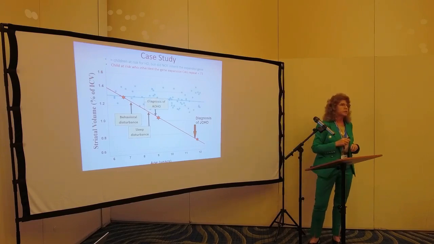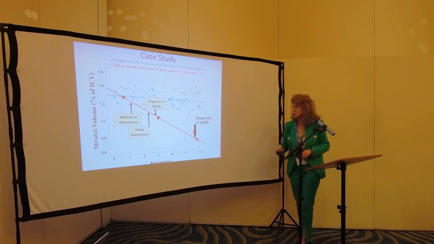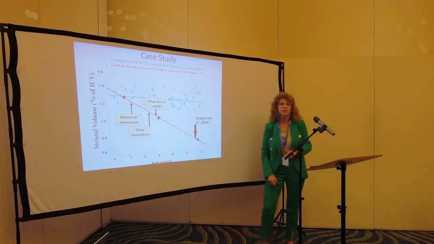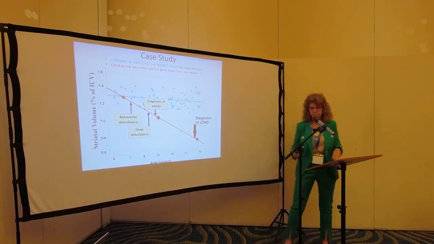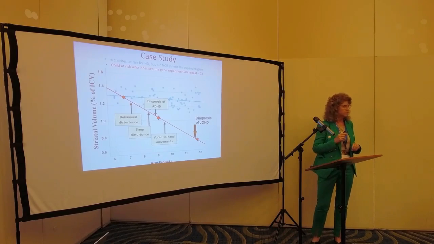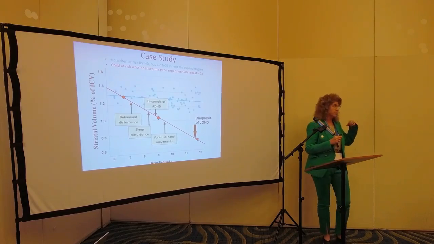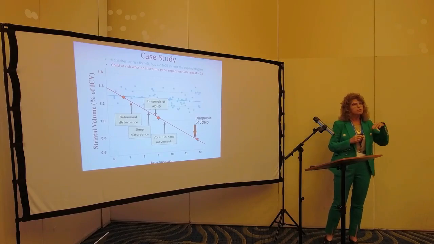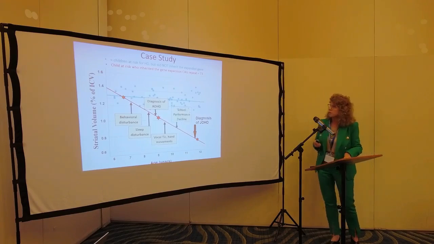Diagnosis of ADHD. That's something that happens really commonly, right? She was just before 9 at the time. Diagnosis of ADHD. Then, vocal tic. Hand movements. That would have been chorea. Hand movements that were just, mom noticed that's different. That's not normal. School performance decline starting around 10.